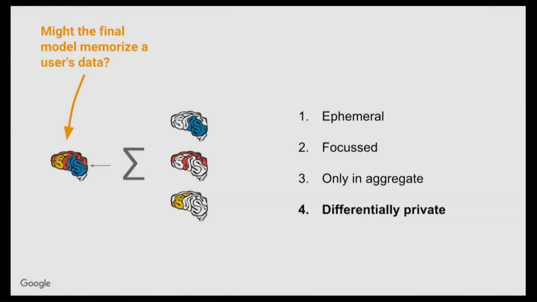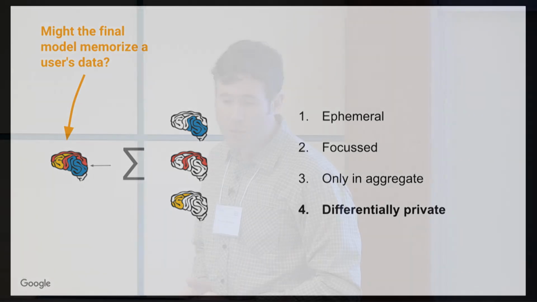And then finally, we can ask a different question. Say we're already doing secure aggregation. We're not worried about Google seeing the individual updates because they're ephemeral and not stored. But we're still training a final model, and that's going to get sent down to mobile devices. So we might worry that the model might memorize a particular user's data. This gets at some of the recent work on membership attacks and model inversion attacks and so on.